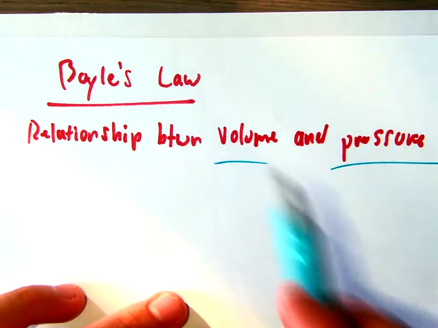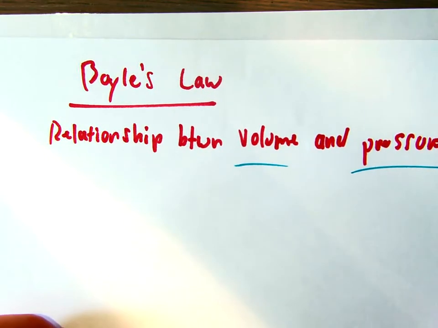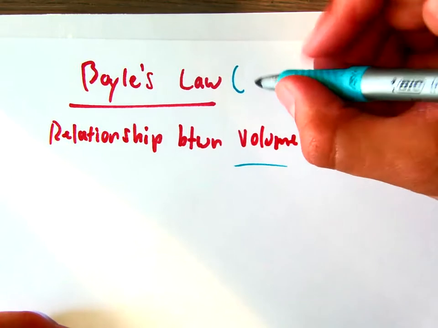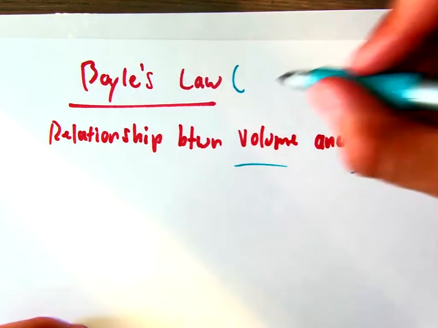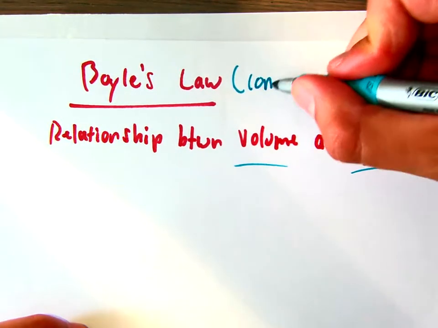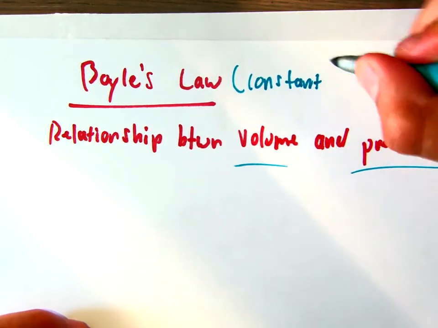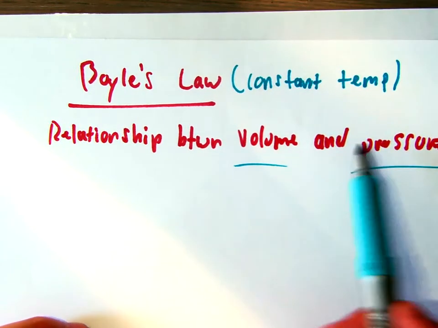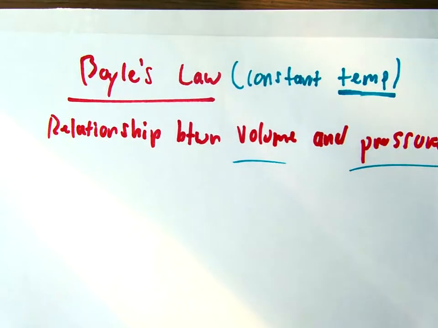When we're dealing with Boyle's law, it's important to understand that we are assuming that this system, in other words, what we're dealing with, has a constant temperature. So in order for Boyle's law to hold true, we must have a constant temperature.